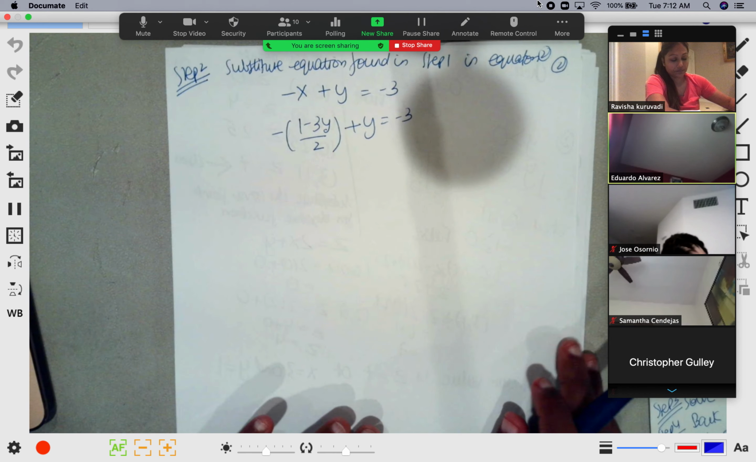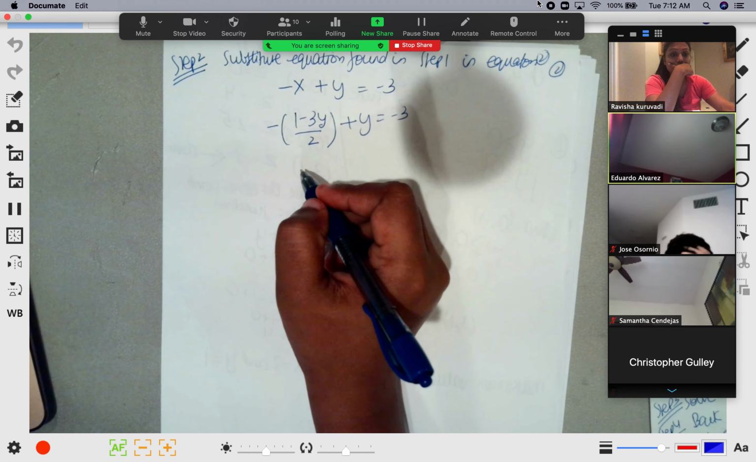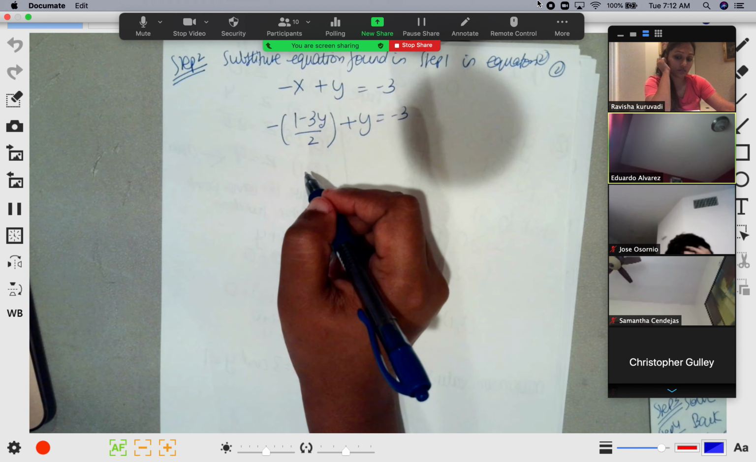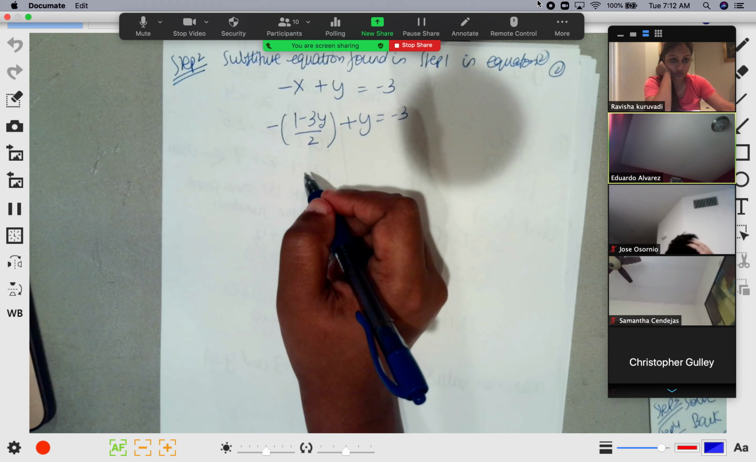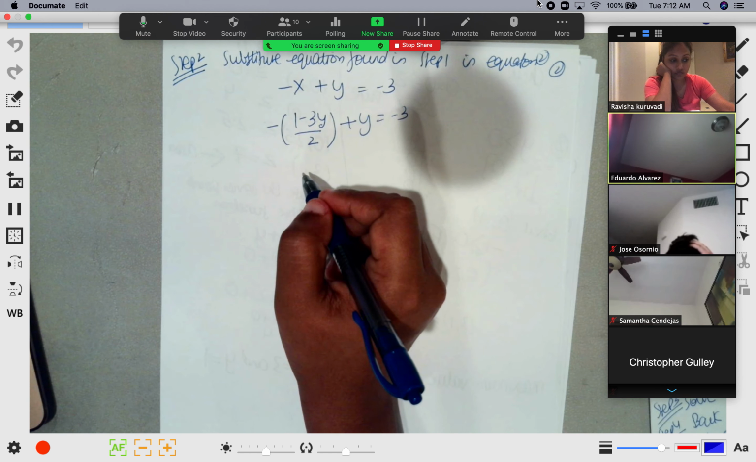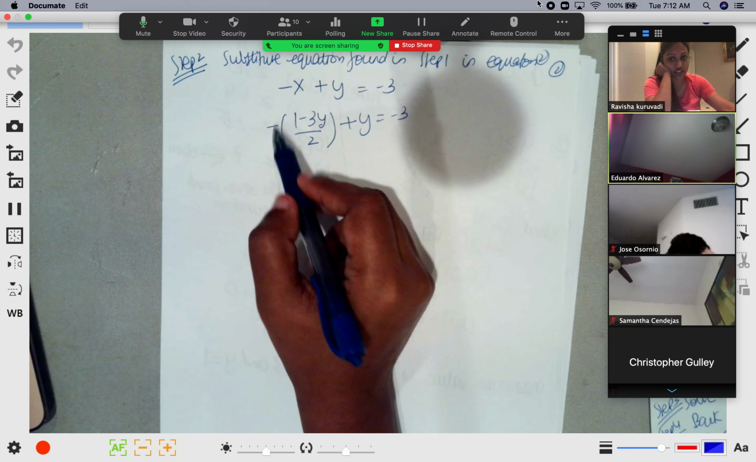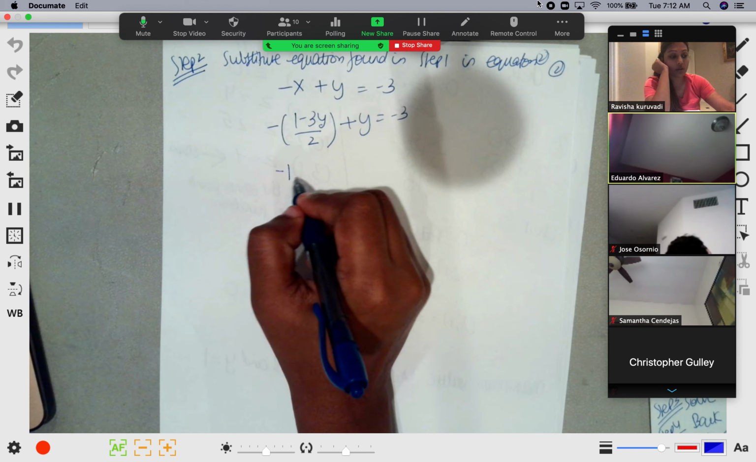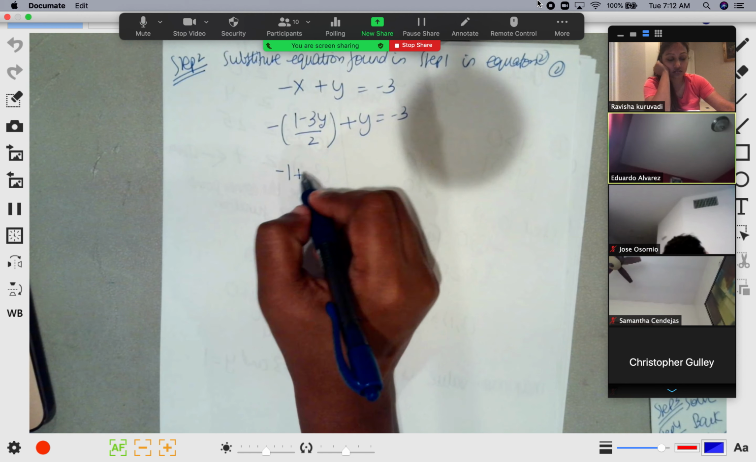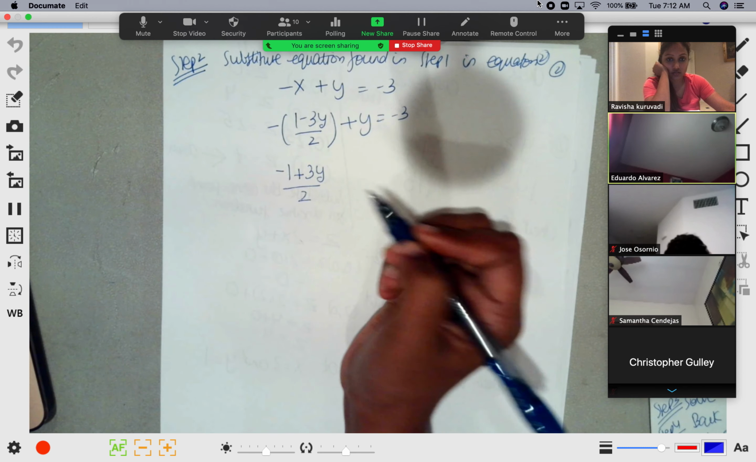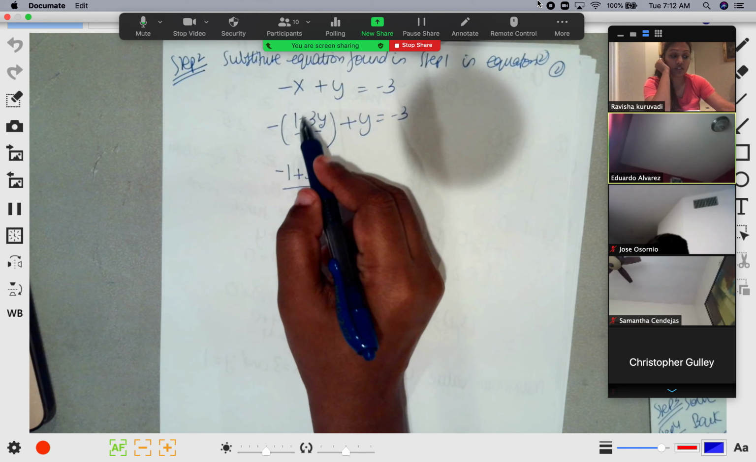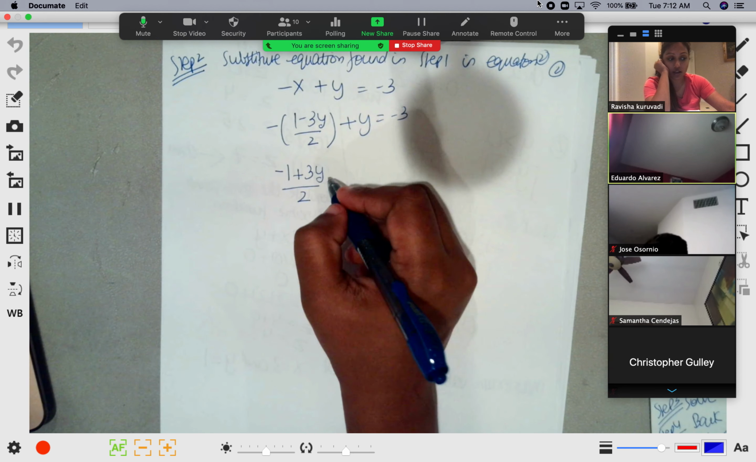Okay, Eduardo, help me solve for y. When I open the bracket, what do you get when you distribute the negative sign? Yes, that'll be negative 1 plus 3y. It changes the sign. This was positive, this will become negative, this was negative, this will become positive. But the denominator will remain as it is. Then you had plus y is equal to negative 3.